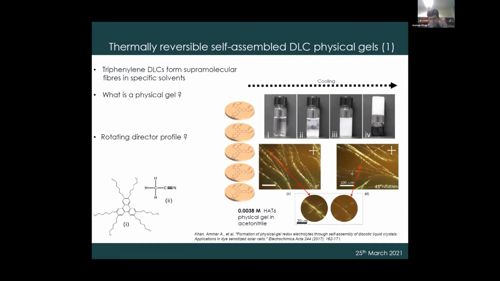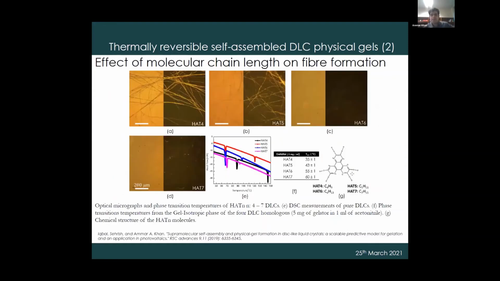So basically, we got physical gel formation in the discotic liquid crystals, and so the first question that I wanted to ask was that if you have this polyaromatic core and then you have these alkyl chains on the end, if I change the length of these alkyl chains, what happens to these fibers which form the network which then stabilizes this gel? So what we first found was that the shorter the alkyl chains, the thicker your fiber aggregates.